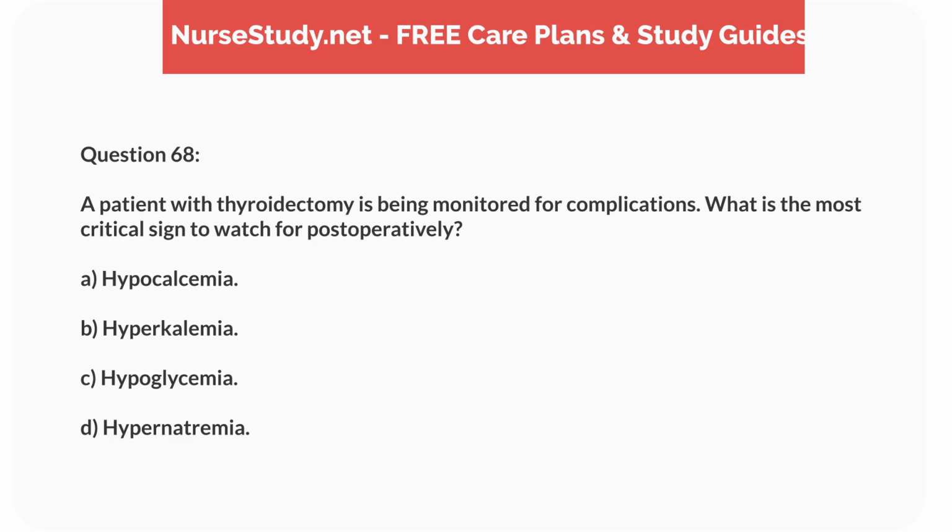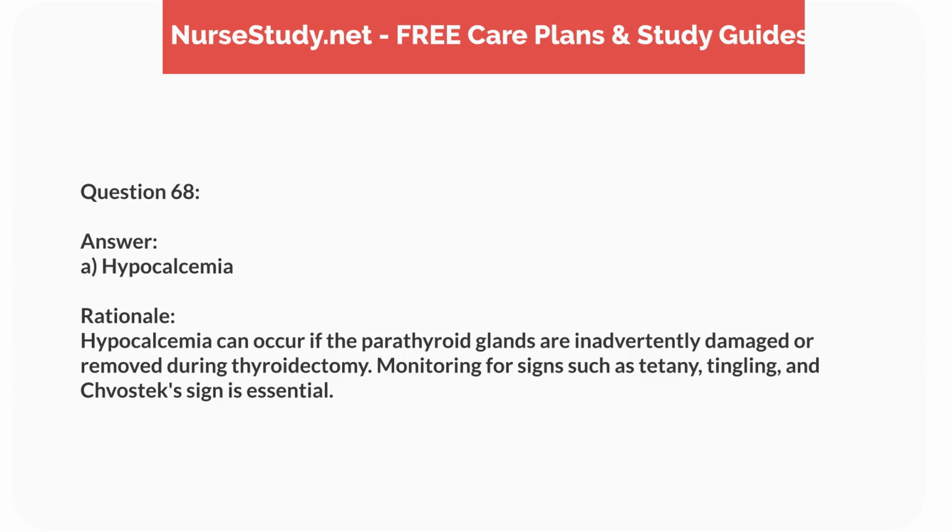Question 68. A patient with thyroidectomy is being monitored for complications. What is the most critical sign to watch for postoperatively? A. Hypocalcemia. B. Hyperkalemia. C. Hypoglycemia. D. Hypernatremia. Answer: A. Hypocalcemia. Rationale: hypocalcemia can occur if the parathyroid glands are inadvertently damaged or removed during thyroidectomy. Monitoring for signs such as tetany, tingling, and Chvostek's sign is essential.